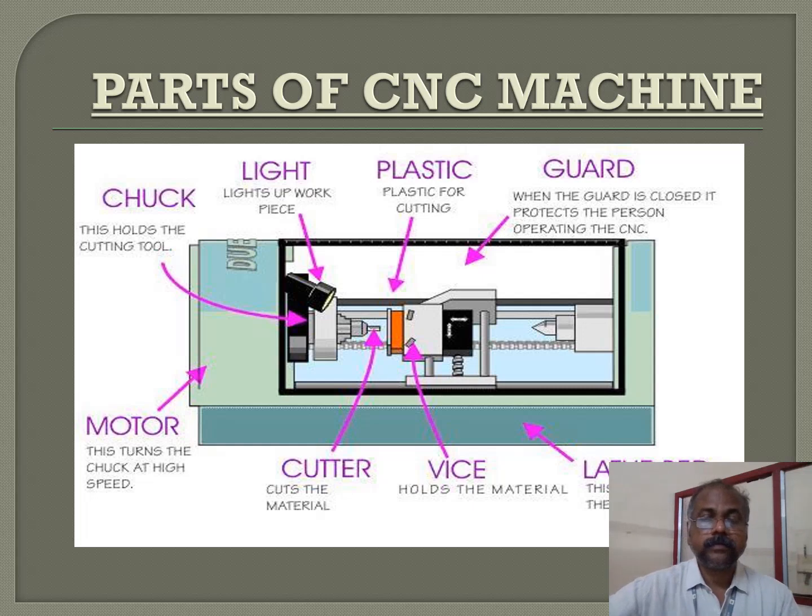So here we have a diagram which shows the parts of a CNC machine. In this diagram you can observe the chuck which holds the cutting tool, the workpiece, plastic for cutting, and the guard. When the guard is closed, it protects the person operating the CNC machine. The motor is provided on the left hand side behind the chuck, and the motor turns the chuck at high speed. The cutter is the tool which cuts the material, and the vise is used to hold the workpiece or material.